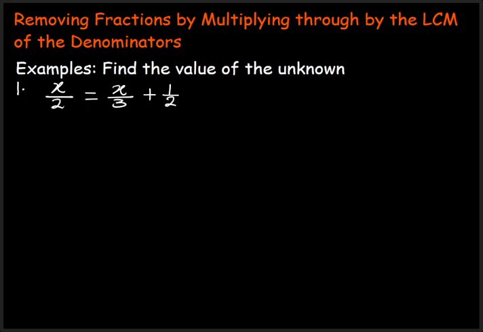Removing fractions by multiplying through by the LCM of the denominators. I take it again, removing fractions by multiplying through by the LCM of the denominators. So let's see, find the value of the unknown. Now, you may want to ask, what is the difference between using case 7 and using case 2? Remember, case 2 talked about cross multiplication.